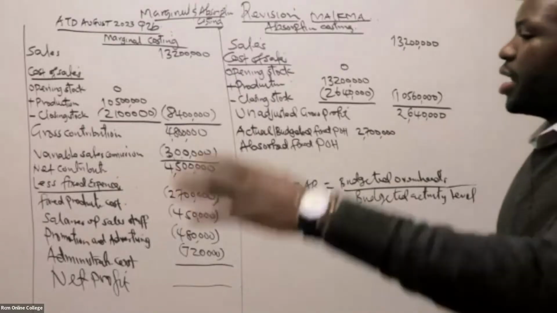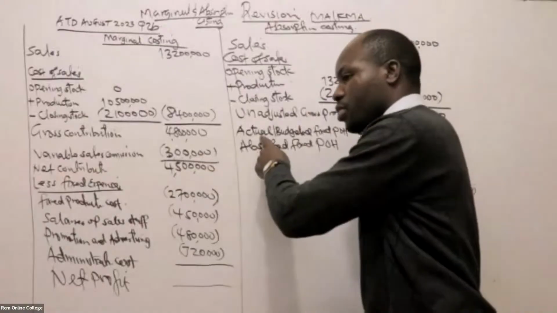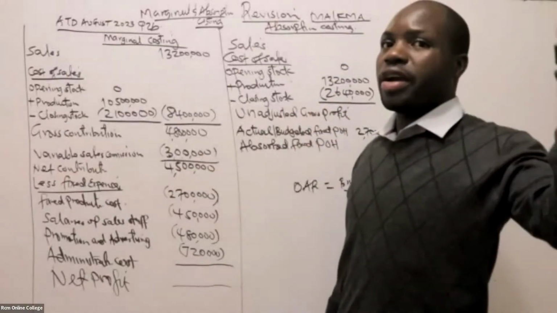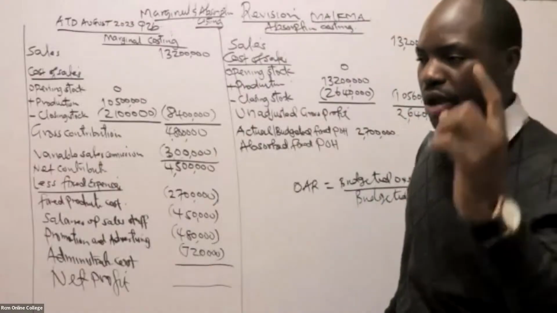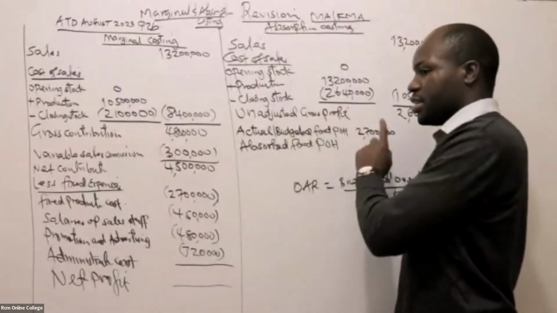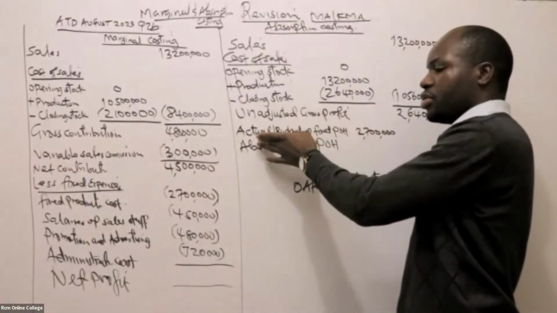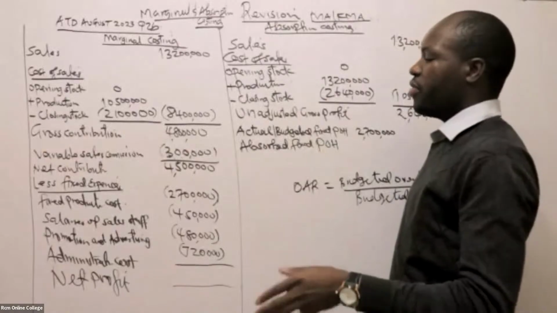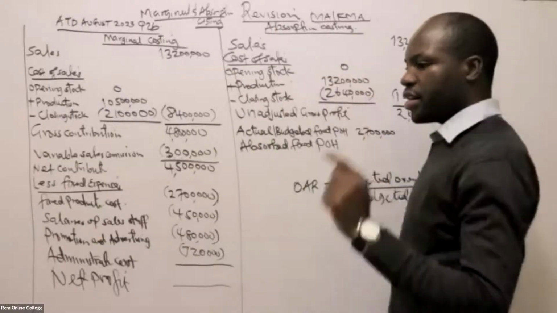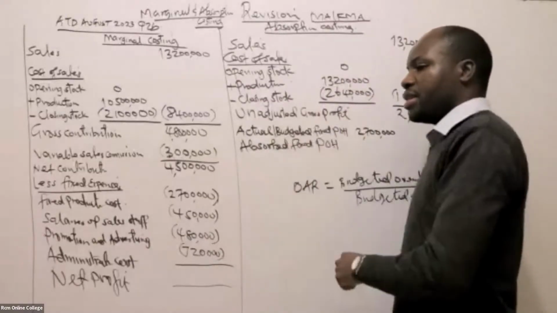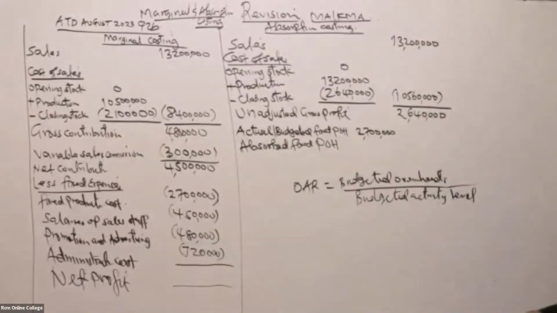I've said in exams, if you have the two, you go for actual. But if you don't have actual in your exams, under additional information, it's not appearing anywhere, that is when you go for budgeted. If I have both, I go for actual. If I don't have actual, that's when I go for budgeted in place of actual. Are we together?